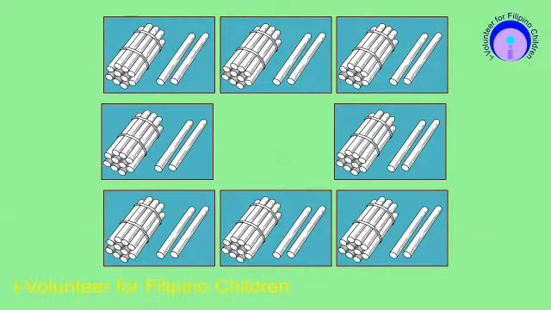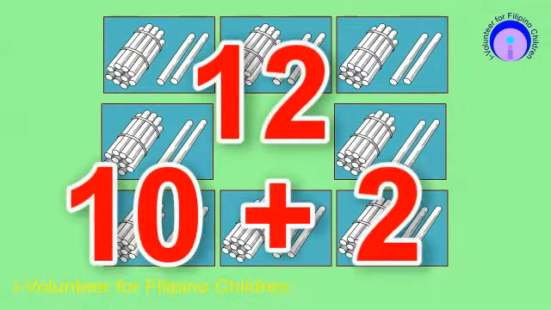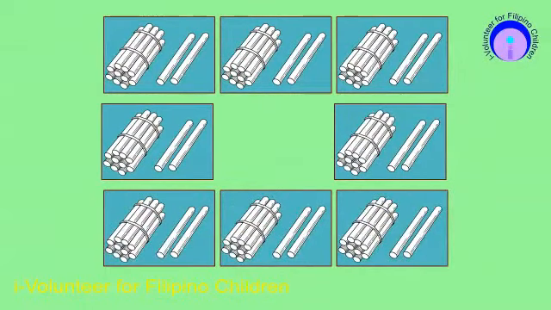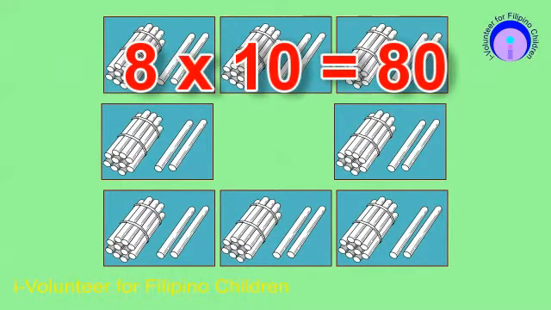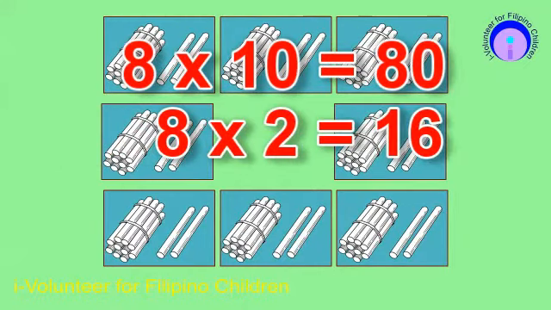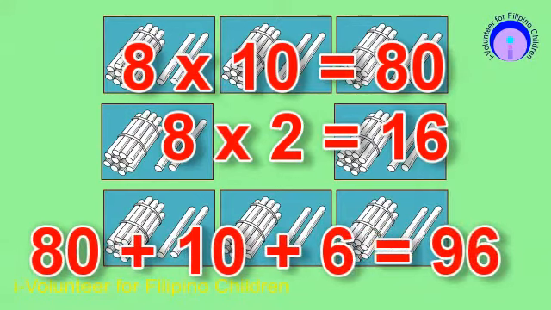Upang mas mapadali natin ang calculation, we will expand 12 into 10 plus 2. First, we have to multiply the number of tens, and later, the number of ones. 8 times 10 is equal to 80. 8 times 2 is equal to 16. Then add 80 plus 10 is equal to 90 plus 6 is equal to 96.